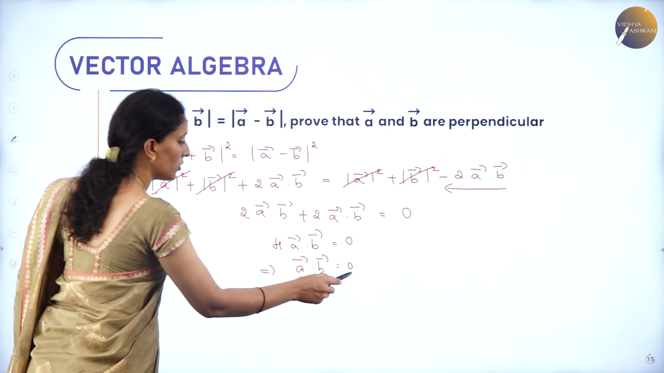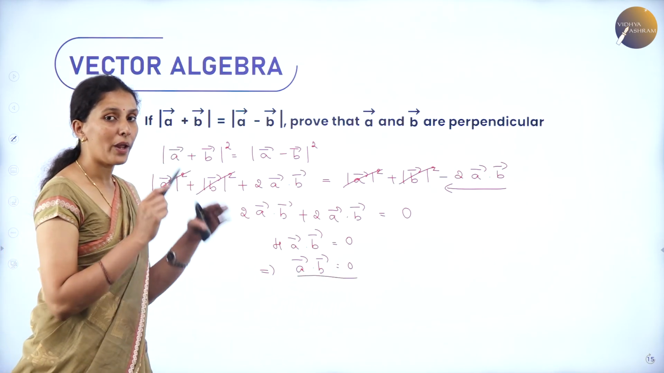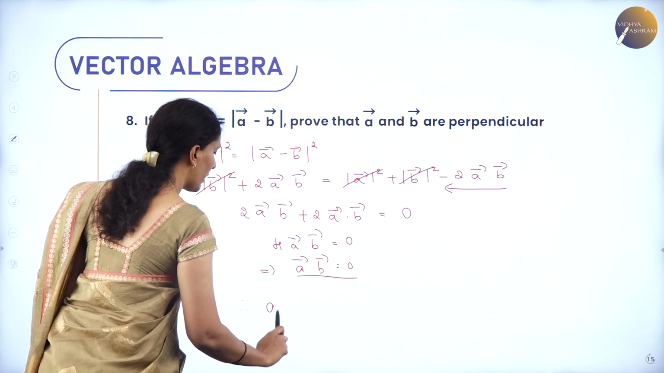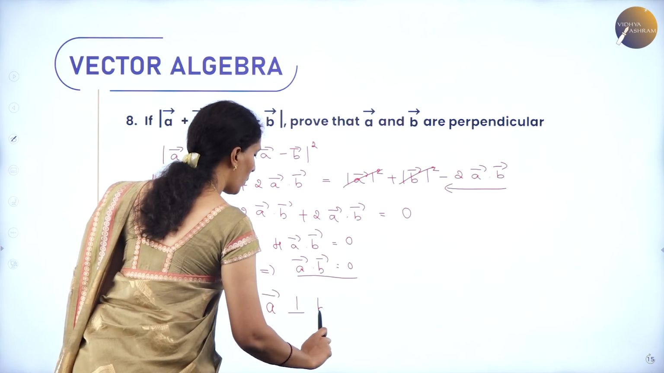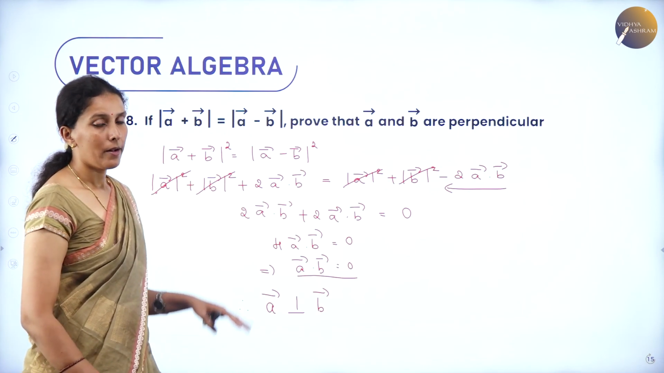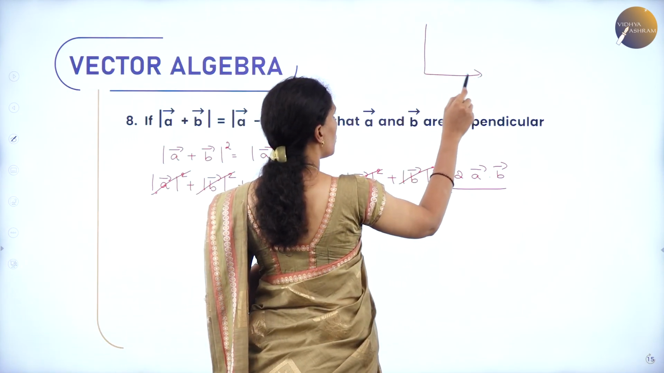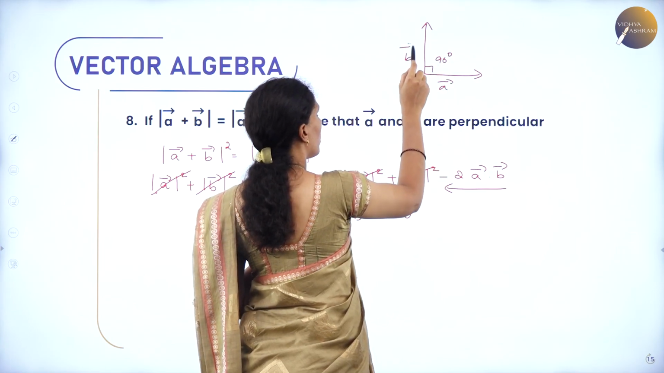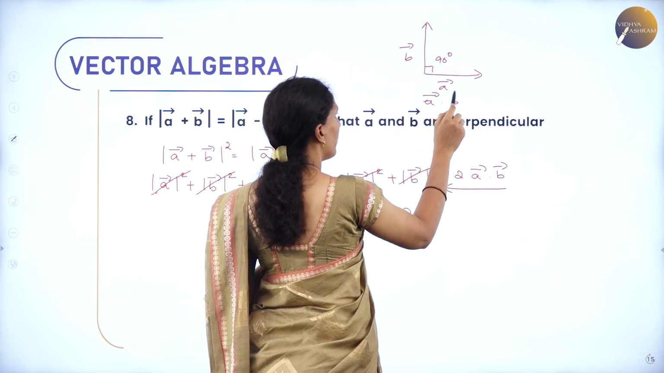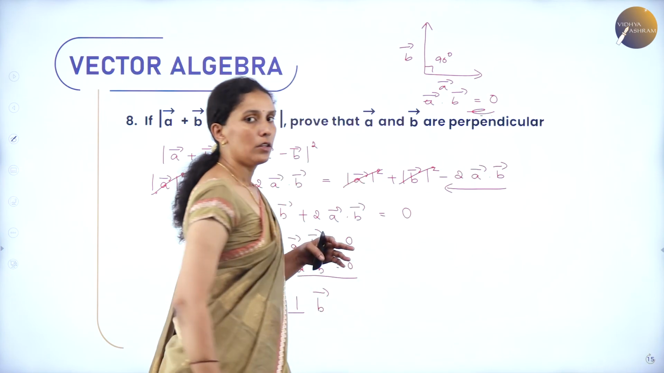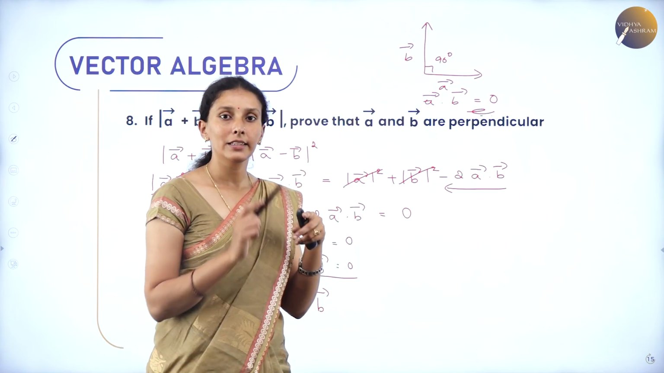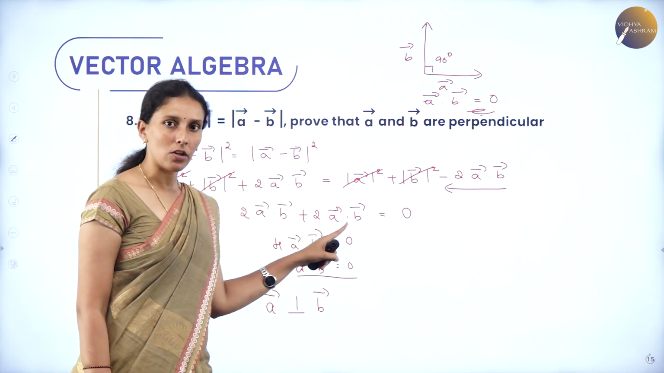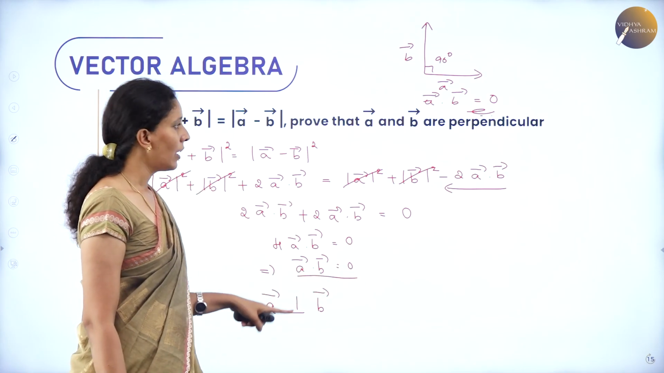So we have here the dot product of the two vectors is 0. When we say the dot product of two vectors is 0, it is 0 only when the two vectors are perpendicular. So therefore I can write vector A is perpendicular to vector B. That is when the angle between the two vectors is 90 degrees, then vector A dot vector B is always 0. So thus when two vectors are perpendicular, their dot product is 0. Now we have shown that the dot product of two vectors is 0, that implies the vectors are perpendicular.